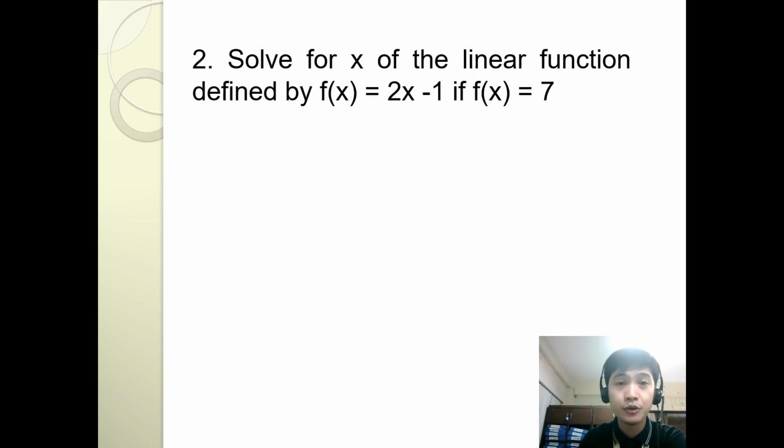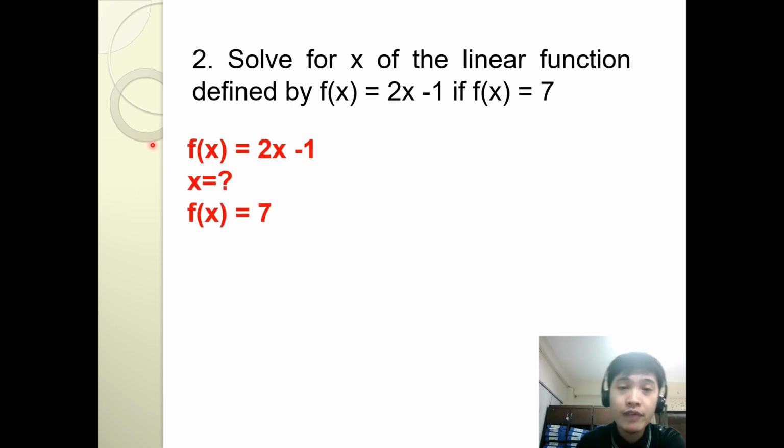Okay, so ituloy natin sa example number 2. Our example number 2 is: solve for x of the linear function defined by f of x is equal to 2x minus 1 if f of x is equal to 7. Just like what we did dun po sa ating unang example, isa-summarize natin yung mga given quantities or components dito sa ating example number 2.